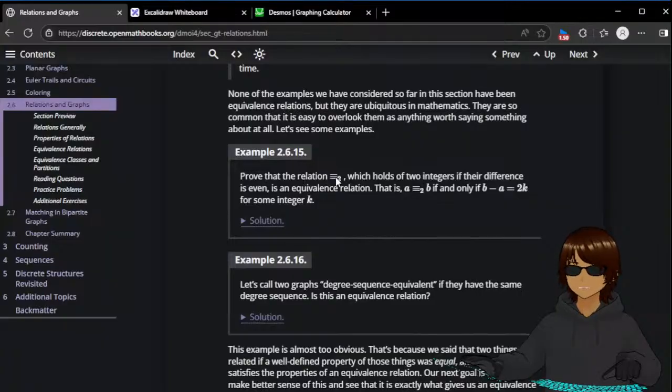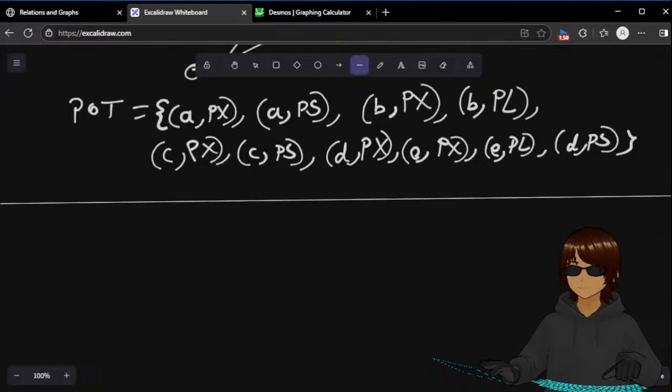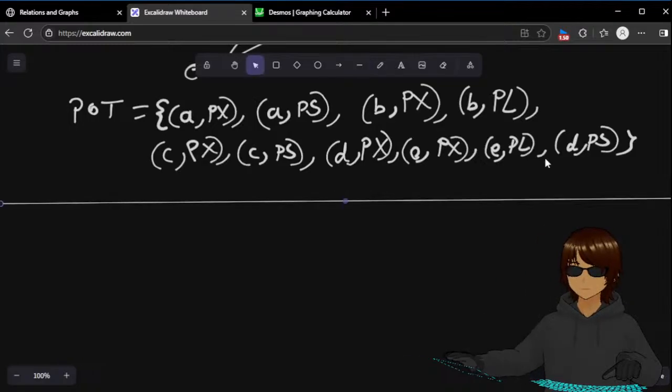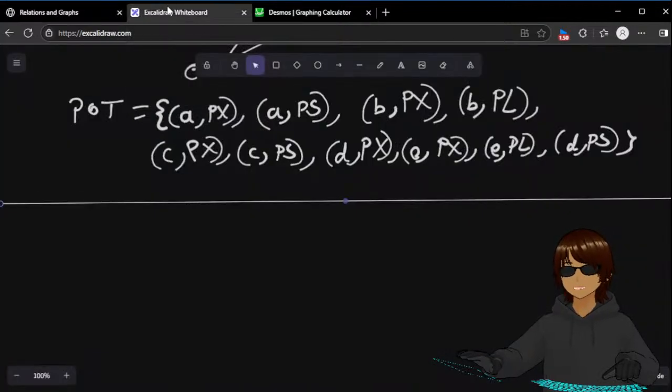Prove that the relation which holds of two integers if their difference is even is an equivalence relation. That is, A is related to B if and only if B minus A is equal to 2k for some integer k. So we need to prove that this is, let's see, example 2.6.15.